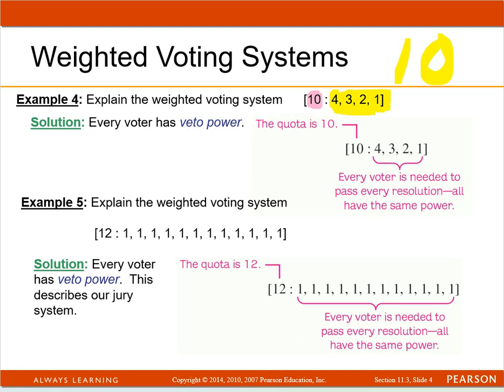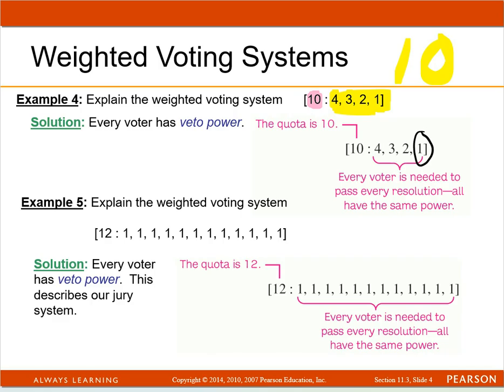Which means every person, even if they don't have as many votes as another person, they all have veto power. Even this one guy on the end, if he decides, no, I don't like what you people are doing, I say no, they have veto power. They can say, I don't want it. That's kind of like everybody has to vote the same way.